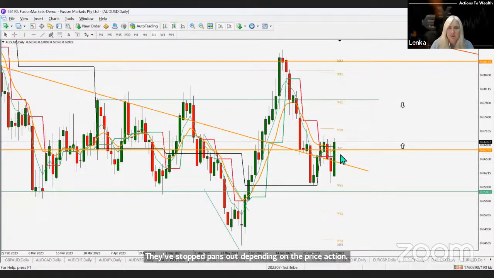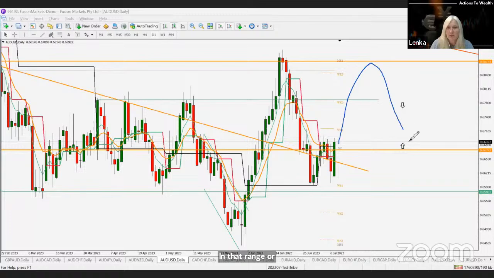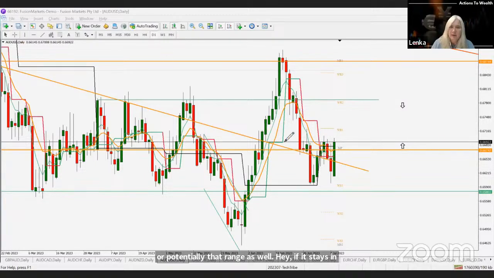If the price stays in that range where it has been, then I would look to trade it in that range, or potentially that range as well, if it stays in that area. Just for this week, though. If it does come underneath, then obviously I'd be looking for shorts.